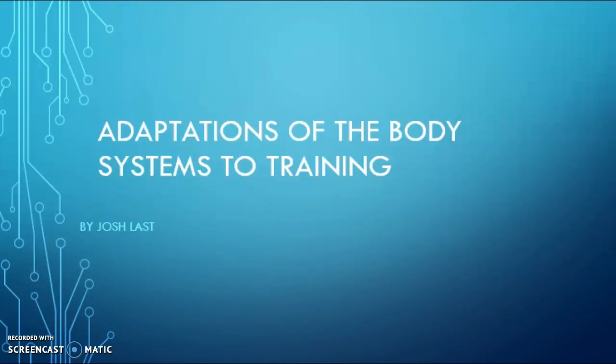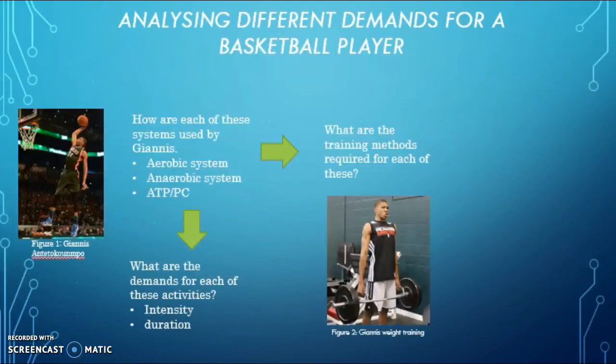Today we're going to be looking at adaptations of the body systems with training. Giannis Antetokounmpo is an NBA player who will train every day to be as good as he can be. He uses the aerobic system throughout each game, jogging up and down the court when he needs to. He also uses the anaerobic system when sprinting up the court on a fast break. And finally, he uses the ATP/PC system when jumping up to do the tip at the beginning of the game.